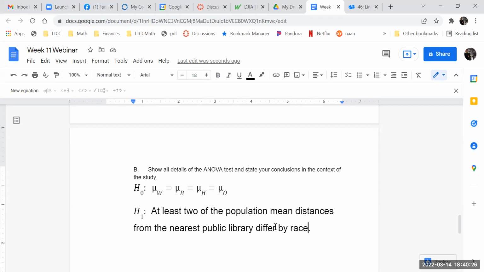Any questions at all on H naught and H1? Any questions? So again, I want to let you know, H naught is symbols. H1 is words. And in chapter 11, remember they were all words. In chapter 12, all symbols. Chapter 9 and 10, all symbols. So now we're half and half. Symbols and then words. Any questions at all on the hypotheses?